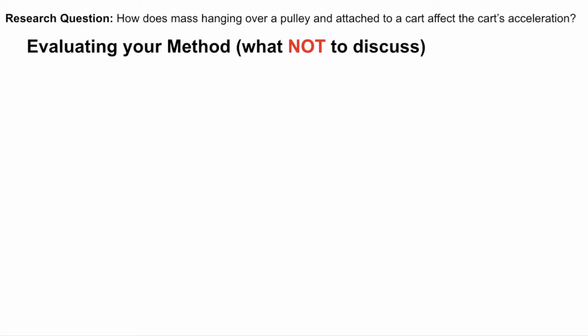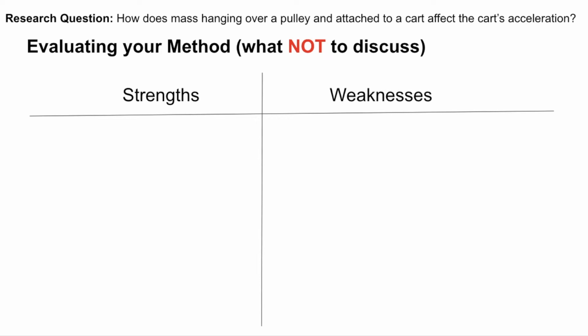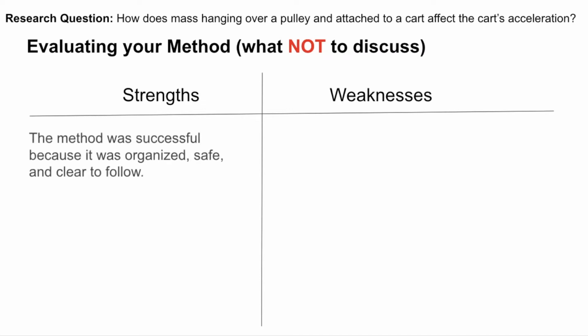Whenever you're evaluating, again, you should be thinking about strengths and weaknesses or advantages and disadvantages. So these are some common strengths and weaknesses that I often see students write down and do not want to see in your method evaluation. Here's a strength. The method was successful because it was organized, safe, and clear to follow. Every method should be organized, safe, and clear to follow. That's not evaluating the strength of your method, that's just evaluating whether or not you have written a method.